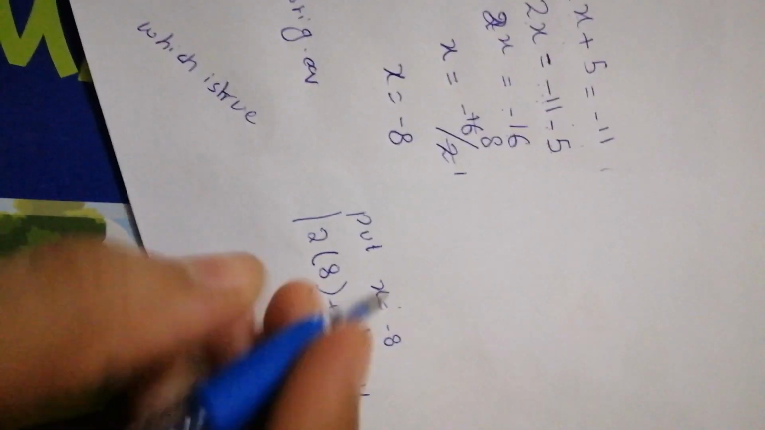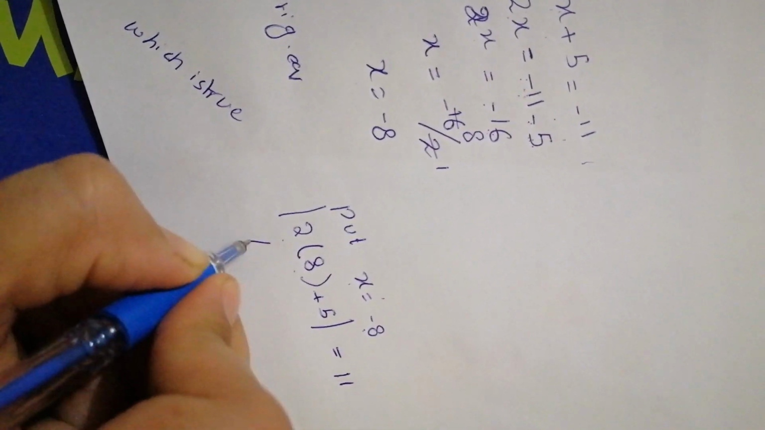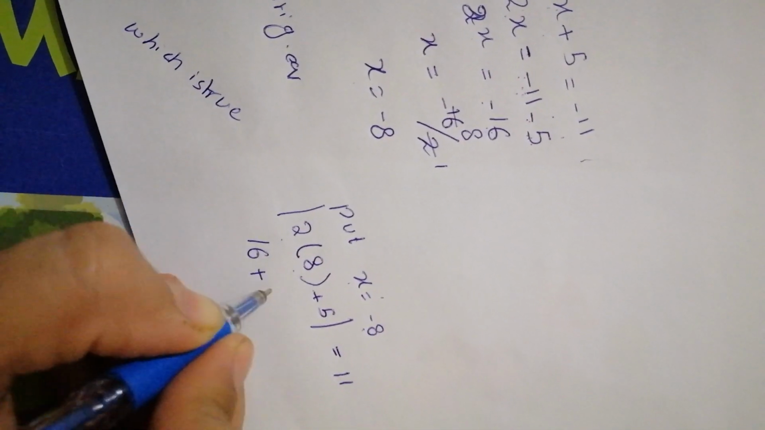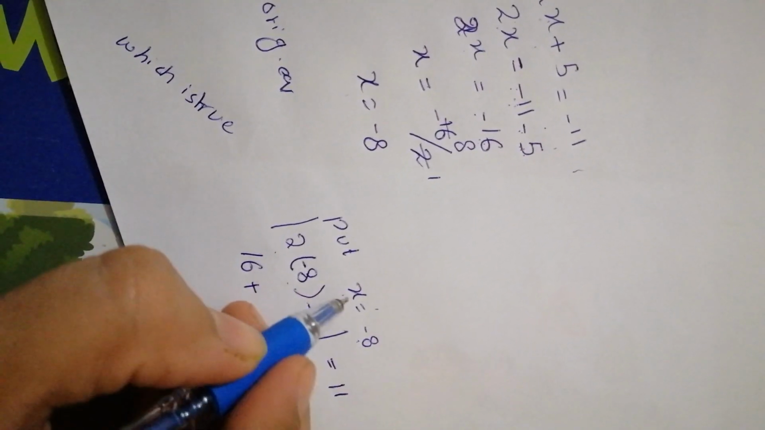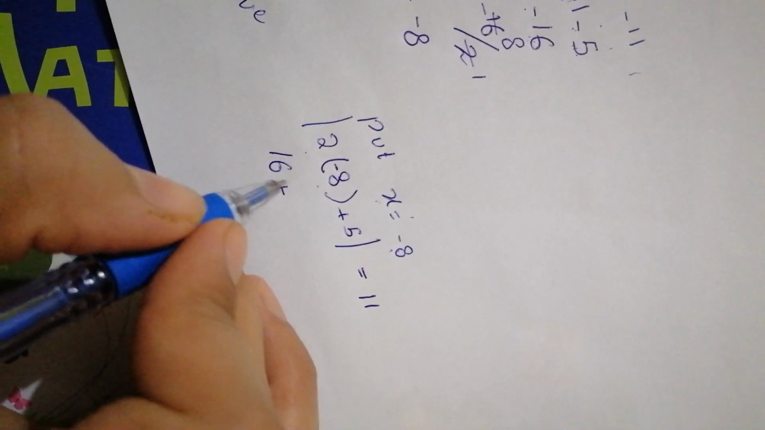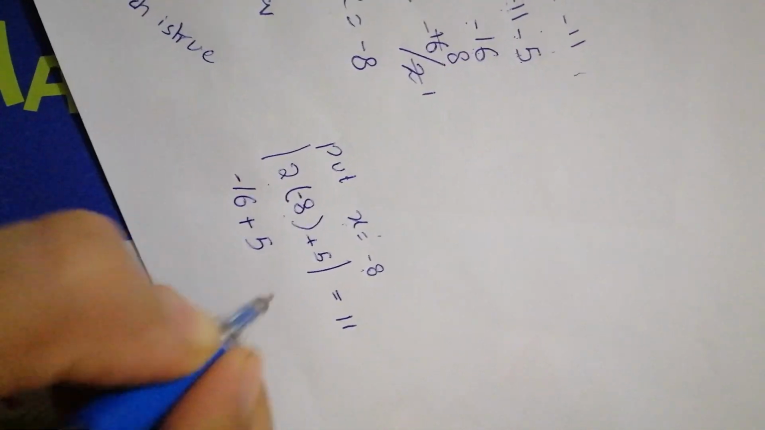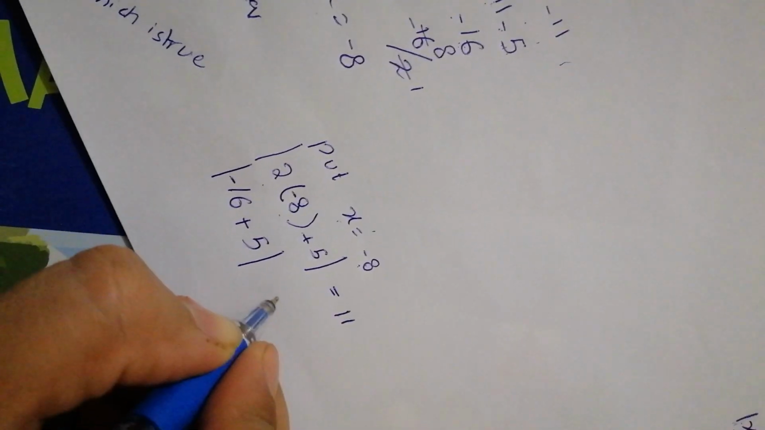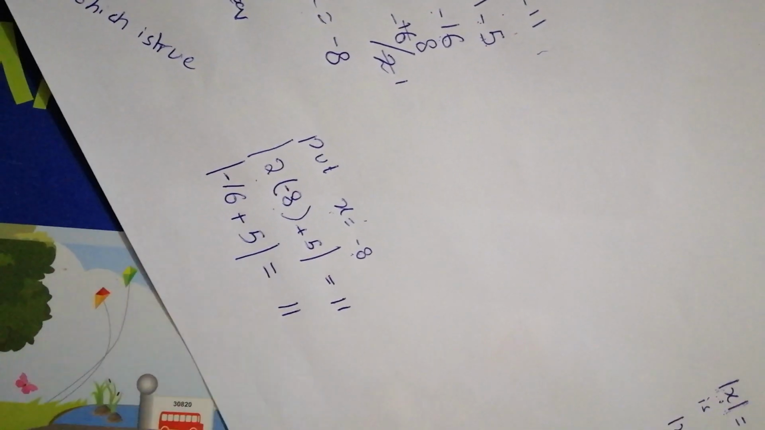Right, this is your original equation, and you have put x is equal to minus 8. Now you can see 2 8 times 16, and sorry, this is minus 8, not 8. x is equal to minus 8. So you can see 2 8 times this is minus 16, and this is plus 5. So the absolute value of this is minus 16 plus 5, which is equal to 11.